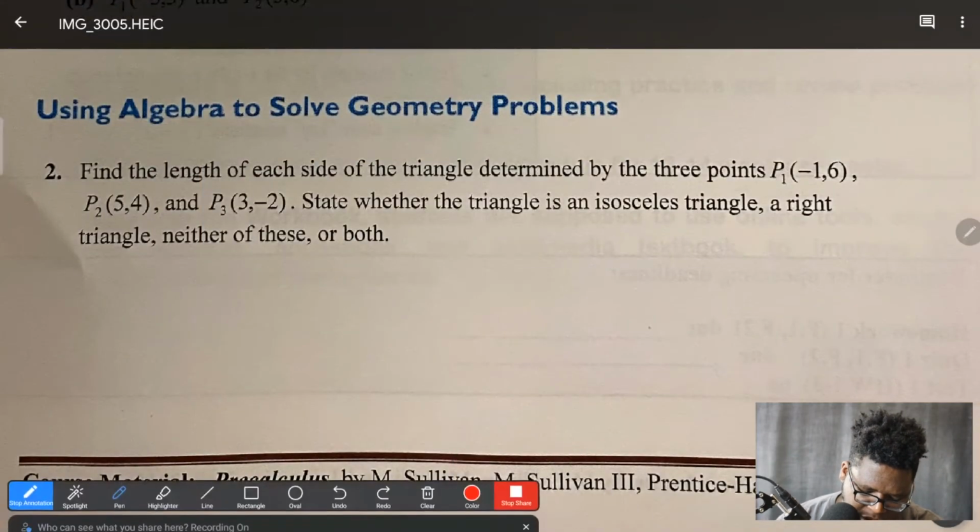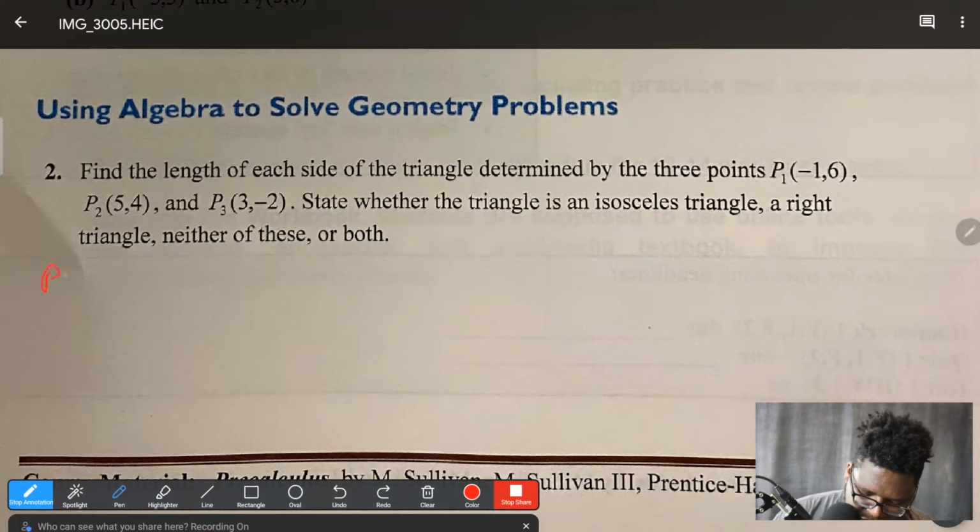Hey guys, we're going to go ahead and walk through some of these problems real quick. So if we look at problem 2, we have: find the length of each side of the triangle determined by the 3 points P1, P2, and P3. What I'm going to do is just write them out.